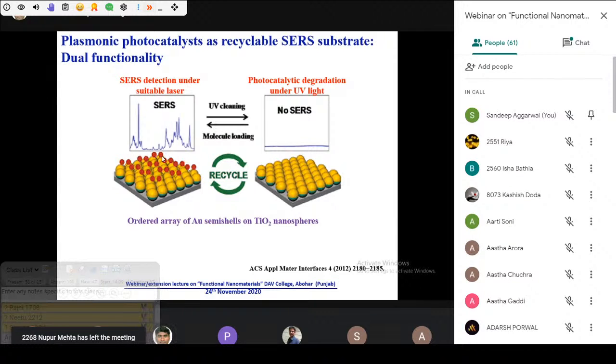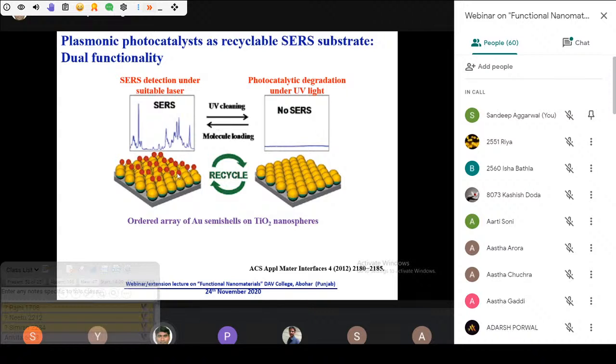Okay? Then what happens when we irradiate it with the UV light, it will degrade these organic molecules for which it was used as a sensor. Meaning to say, if we have metal oxide and metal together, then using metal, we can detect the organic material, whatever is there, organic molecules, biological molecules, and using UV light on this metal oxide, we can degrade them. After degrading them, what will happen? The surface will be clean.